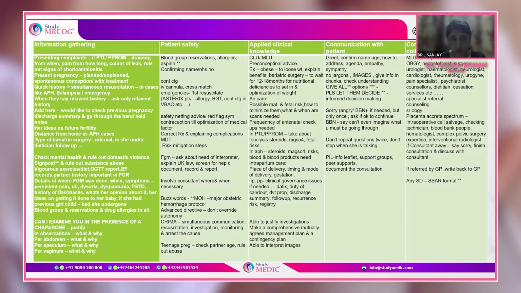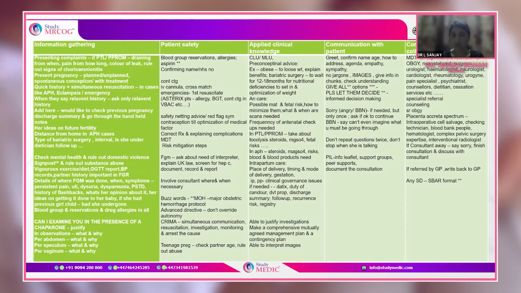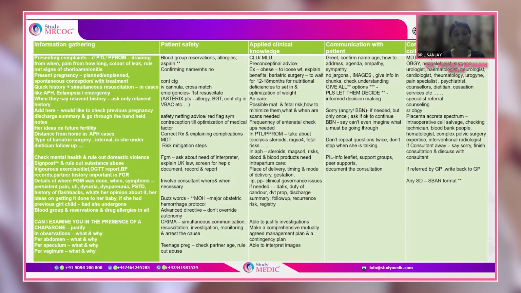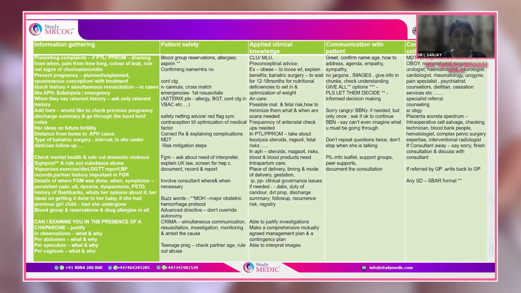You have to explain to the woman that it is a crime to perform female genital mutilation in the UK, and also a crime if any UK resident is taken outside the UK to have it done. And then screen for hepatitis C, hepatitis B, and HIV. You have to document, record, and report. Always involve the consultant where and when necessary.